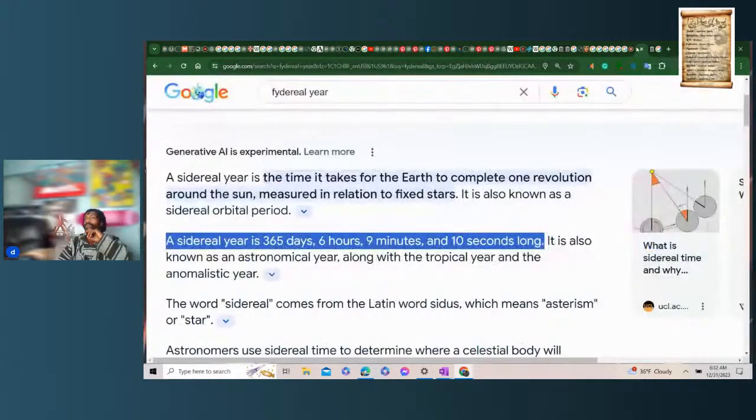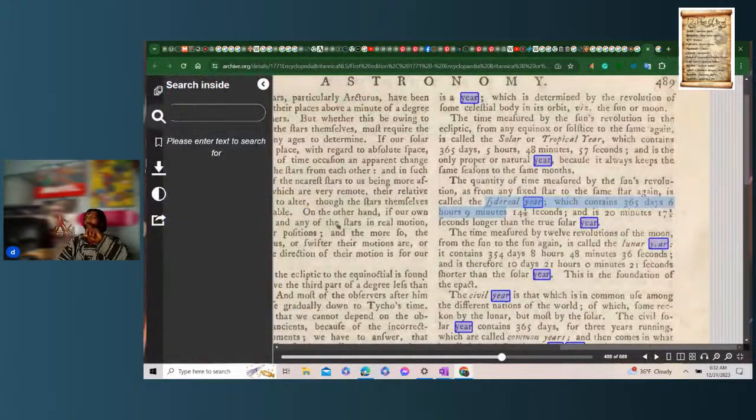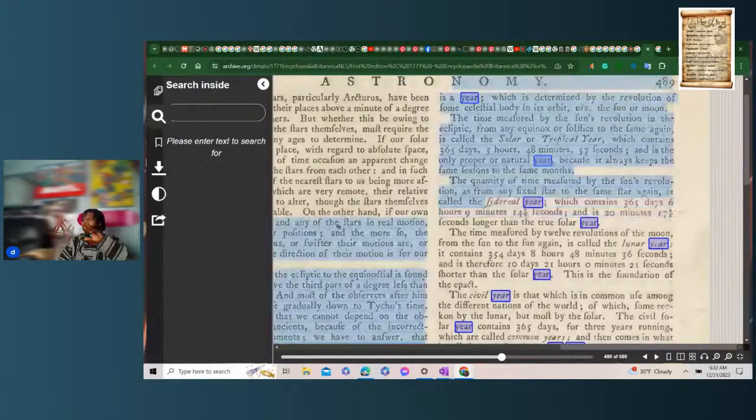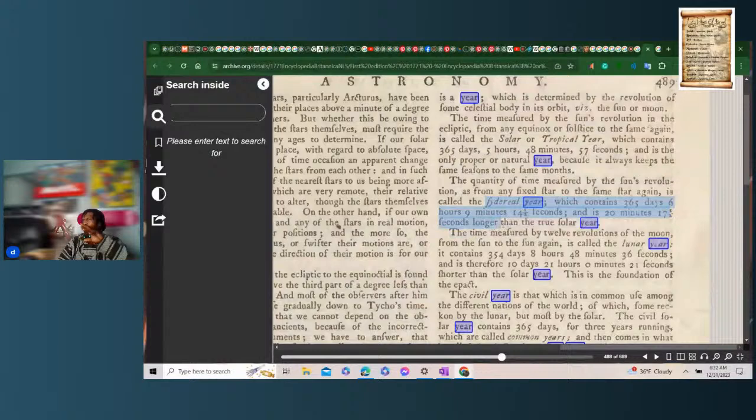Now, Google said 10 seconds long, but the older writing says 14 and a half seconds. Wait, 14 and a half minutes? Excuse me, let me try that again. My numbers were correct. A sidereal year contains 365 days, 6 hours, 9 minutes, 14 and a half seconds, and is 20 minutes, 17 and a half seconds longer than the true solar year. What?